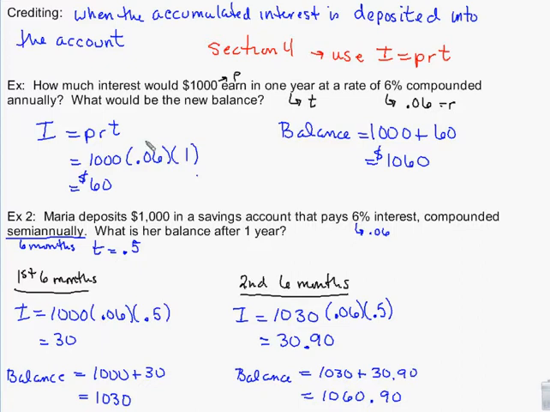0.5 is for the 6 months for the year, 6 over 12. Good. That one extra calculation halfway through the year earns you an extra $1. So, you know, compound interest earns you more money.